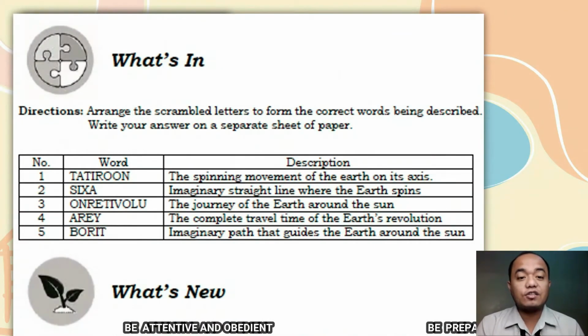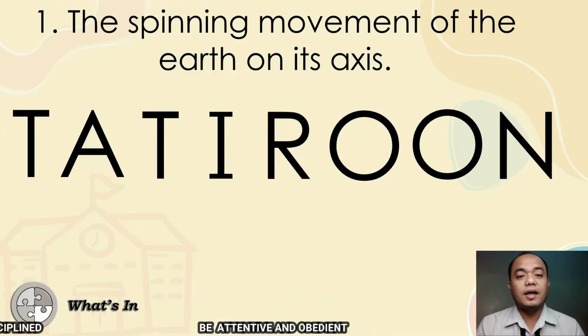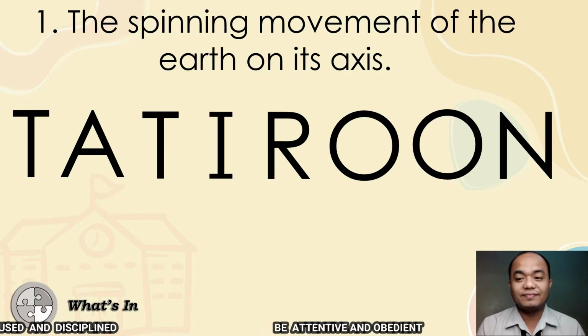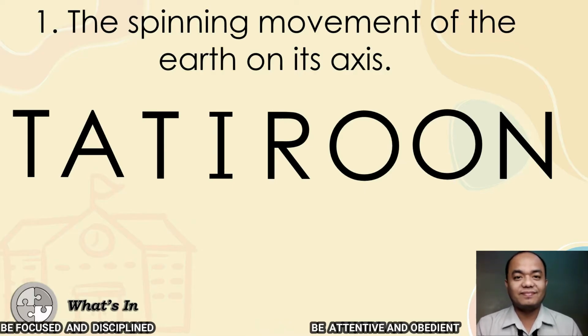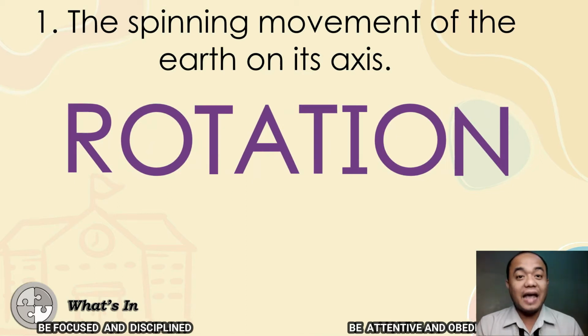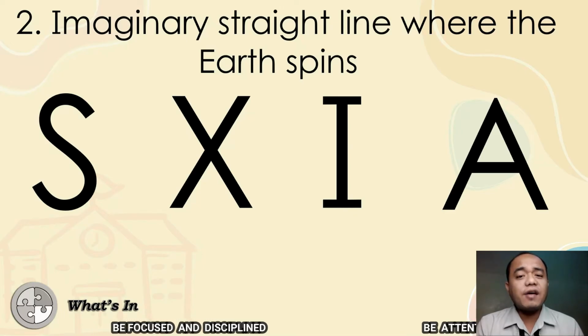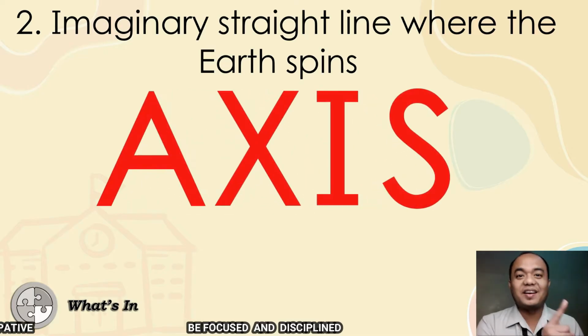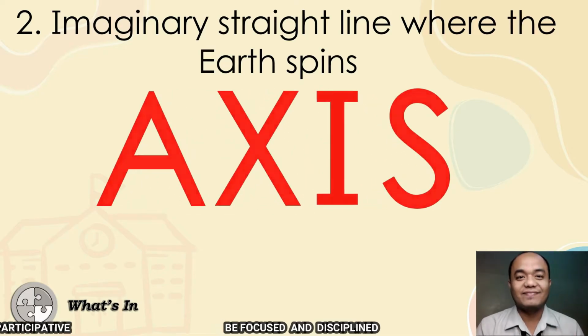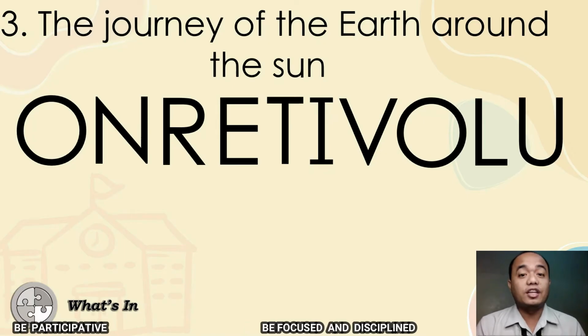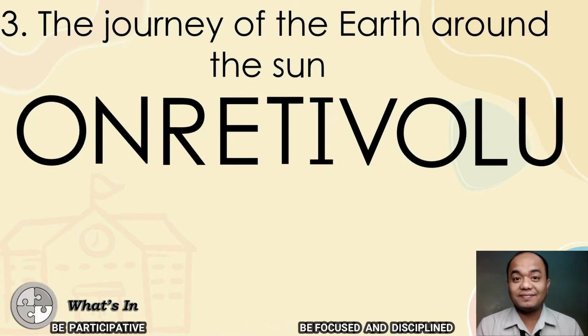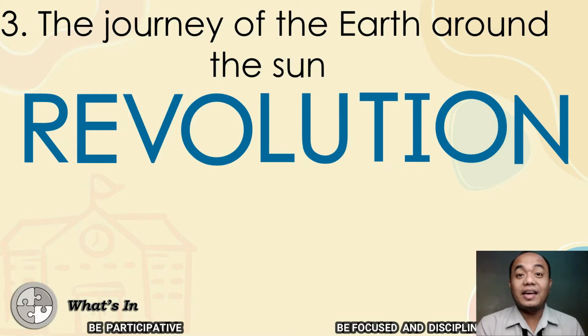Directions: arrange the scrambled letters to form the correct words being described. Number 1. The spinning movement of the Earth on its axis is called, what do you think? Very good. The answer is rotation. Number 2. The imaginary straight line where the Earth spins. Very good. That's axis. Number 3. The journey of the Earth around the Sun. Very good. It's revolution.